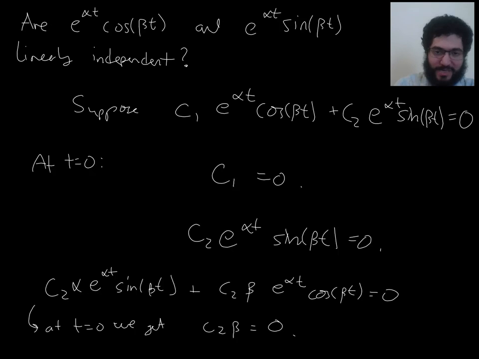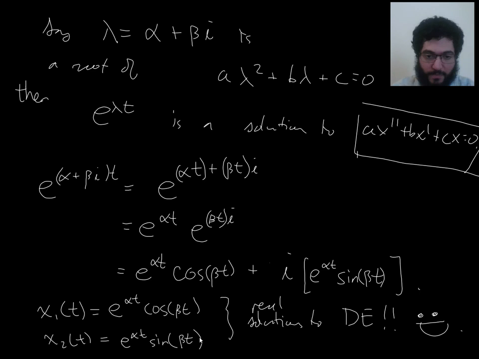Okay, back to where we were. Here, beta is non-zero, therefore, since we're assuming beta is non-zero, C2 is 0. And that is our argument for the linear independence of these two functions. So the answer is yes. And now we are even happier than we were when we found that we had two real solutions. They are two real linearly independent solutions. So now we can write down the general solution.